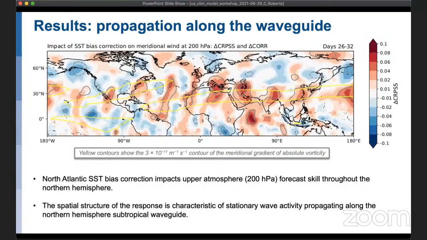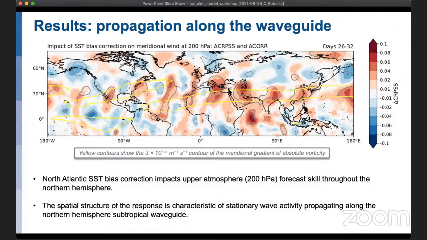So this slide now emphasizes that this atmospheric response is not just limited to the North Atlantic and its immediate surroundings. We see in shading the change in the CRPSS, and the contours are the changes in the correlation score. And you can see the way these signals propagate is characteristic of actually barotropic stationary wave activity.